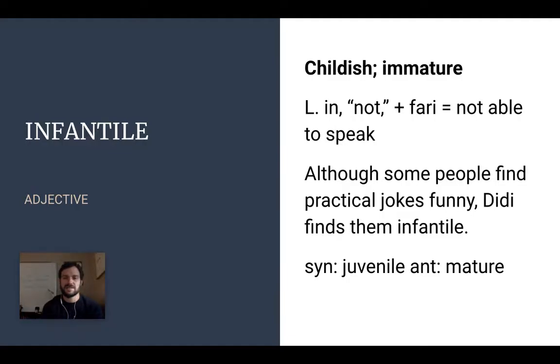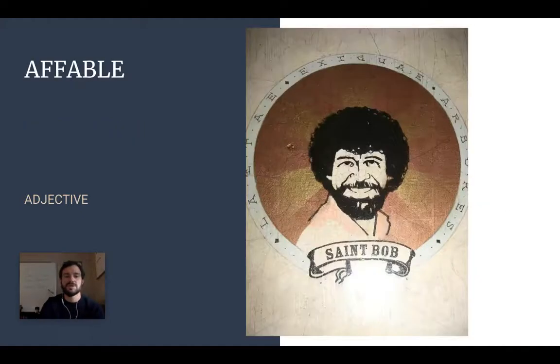And it's interesting to look at how this word is put together. We take Latin in, meaning not, and fari, meaning to speak. It's not able to speak, but not able to speak doesn't necessarily mean that something's childish or immature. But if you think about people that are childish and immature, usually they don't have the ability to speak. Interesting. Infantile, childish, or immature.